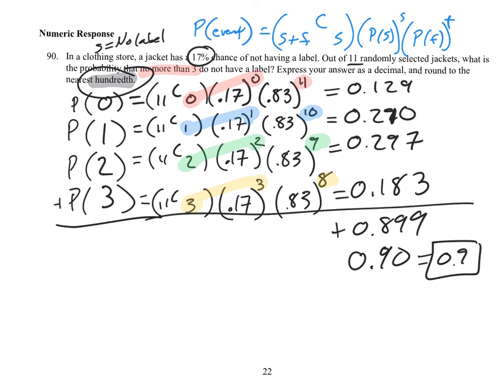I know it's a little bit crazy. It's kind of why it's the last question. It's kind of a doozy, but that's how you do that one. You have to do each of those calculations independently and then add them all up.